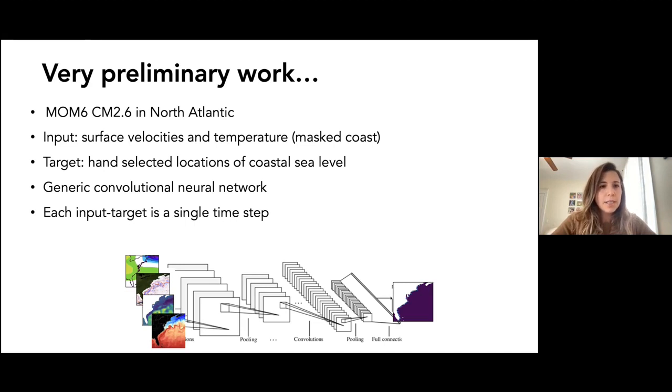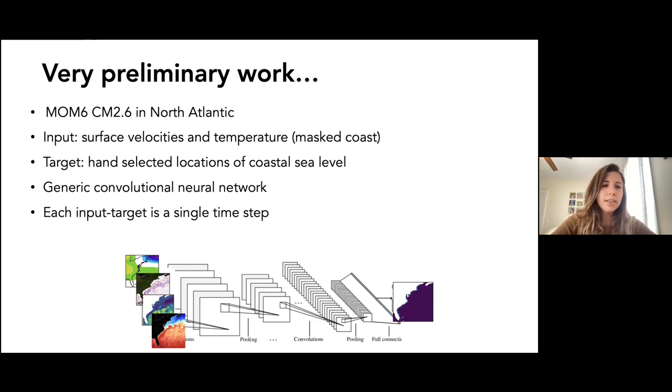So I used a MOM6 CM2.6 model. That's a fairly high resolution model of the North Atlantic. It's not only the North Atlantic, but I used North Atlantic data. And I didn't have all the input data that I wanted on hand, so I used other surface data that was available. So I used surface velocities and surface temperature as input. I had to mask out the coast to make sure that I don't train and predict the same points.